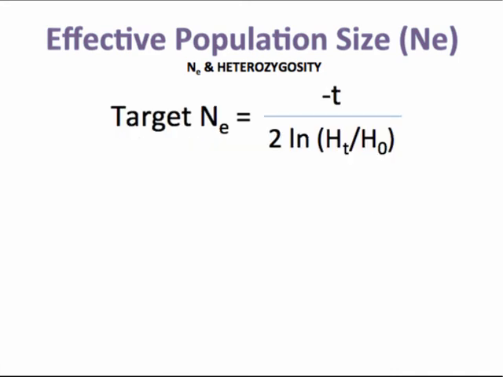So the last equation I want to talk about is a really interesting, important equation that is going to help us figure out a target effective population size. And this is just rearranging this previous equation here. And we talk a little bit about it. The target effective population size depends on t, this rate of heterozygosity loss, and then 2 times the natural log. So this is when we want to calculate the minimum population size needed.